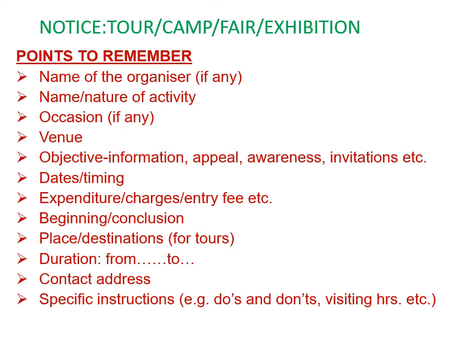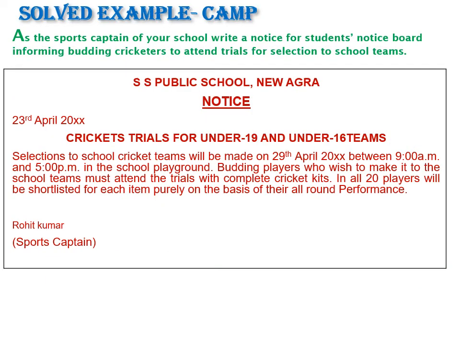If there is any expenditure, charges or fee, it should be mentioned clearly. Then place and destination. If it is a camp, then duration, then the contact address, and if you want to give some instruction, that should also be mentioned in the notice. Here you have the solved example related to a camp, and here the camp is regarding the cricket trial for under 19 and under 16 teams.